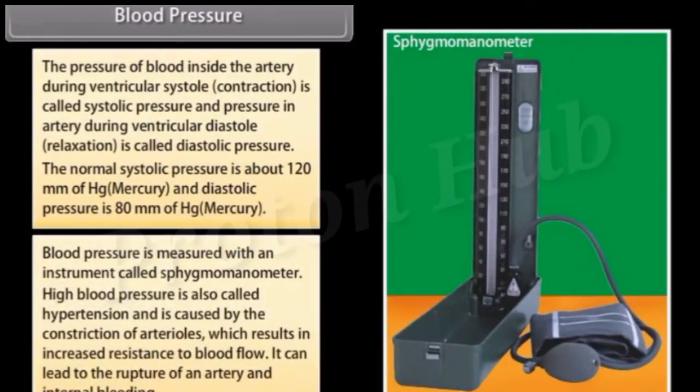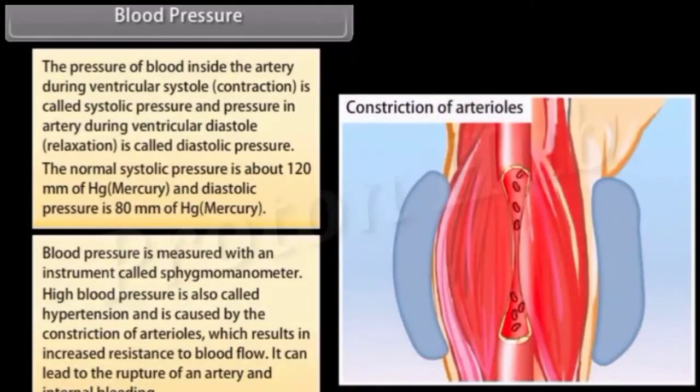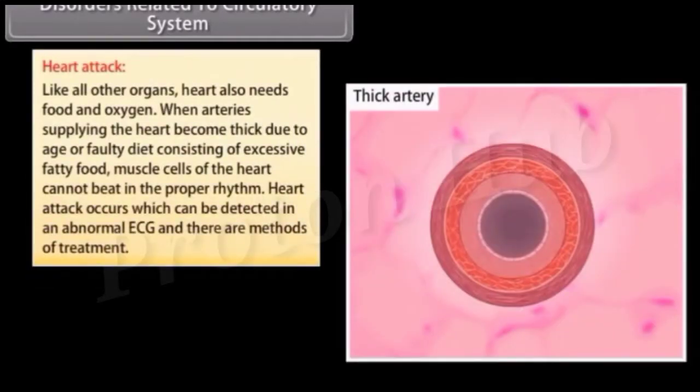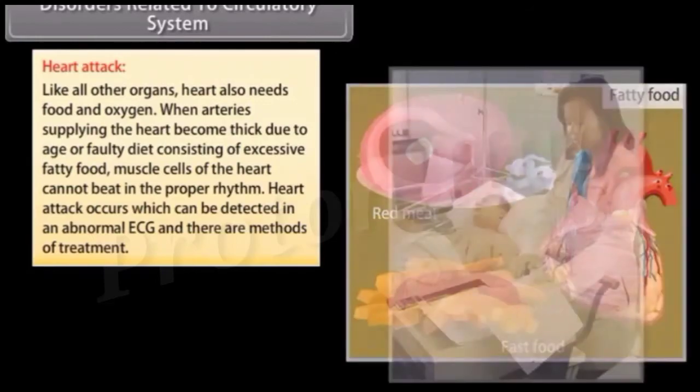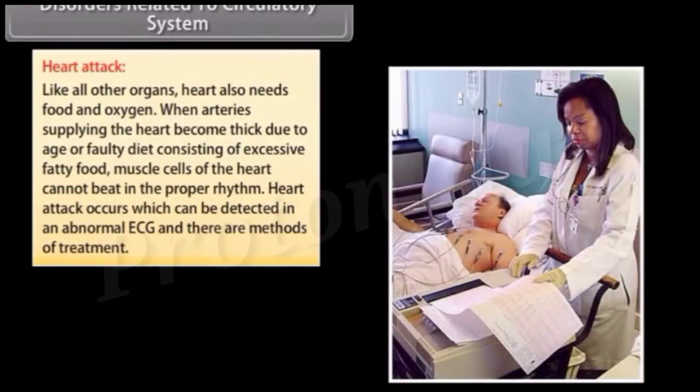High blood pressure is called hypertension and is caused by the constriction of arterioles, which results in increased resistance to blood flow. It can lead to the rupture of an artery and internal bleeding. Disorders related to circulatory system. Heart attack. Like all other organs, the heart also needs food and oxygen. When arteries supplying the heart become thick due to age or faulty diet consisting of excessive fatty food, muscle cells of the heart cannot beat in the proper rhythm. Heart attack occurs, which can be detected in an abnormal ECG, and there are methods of treatment.